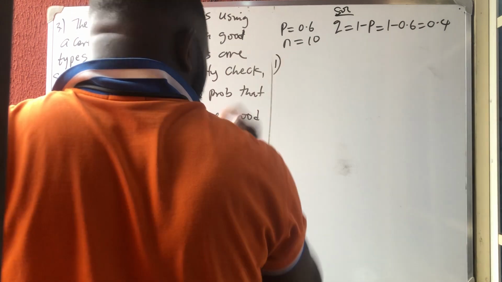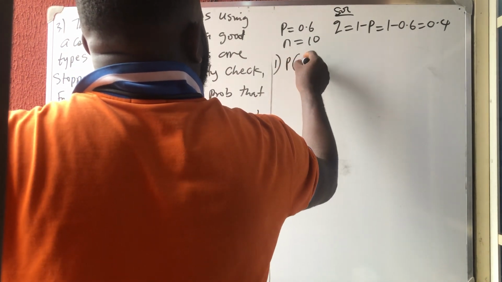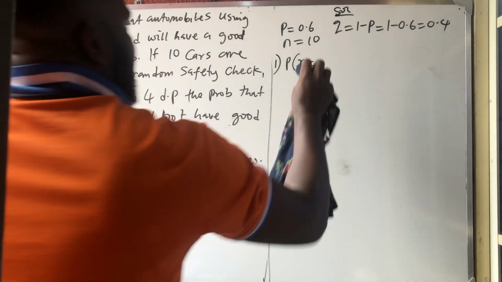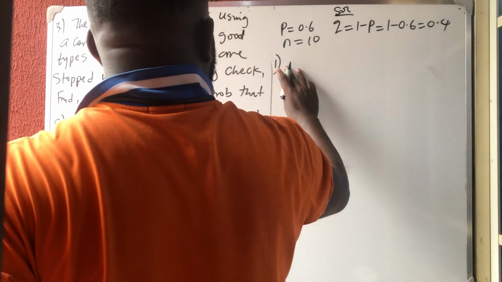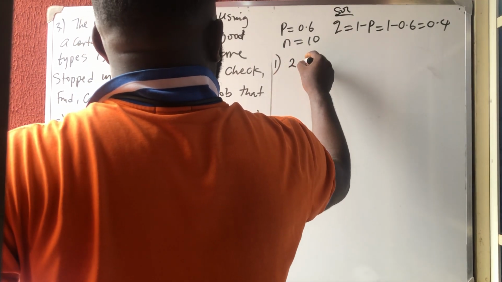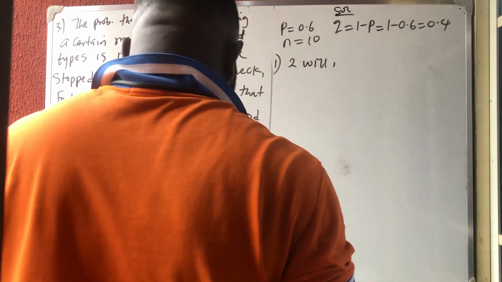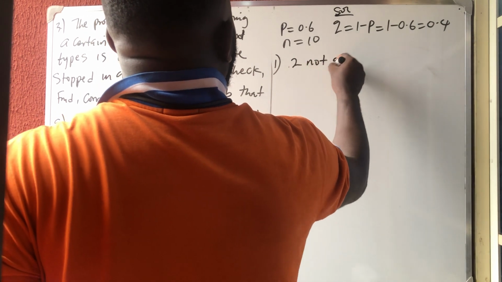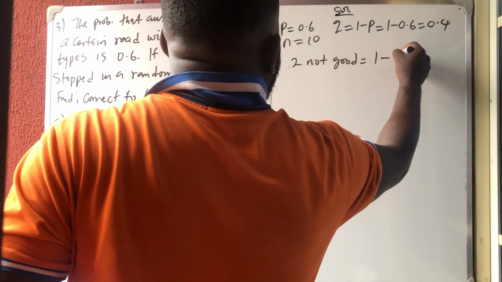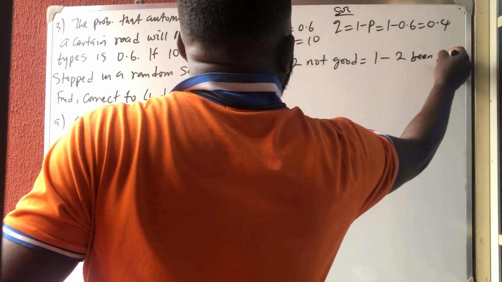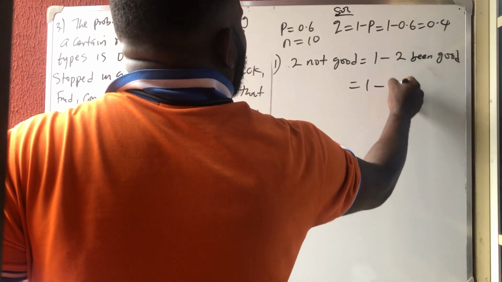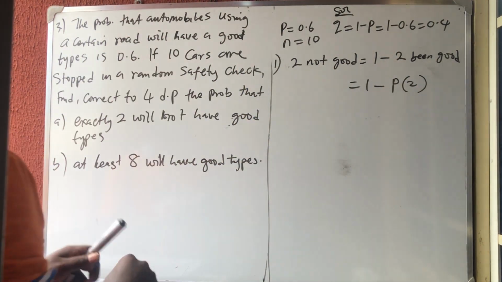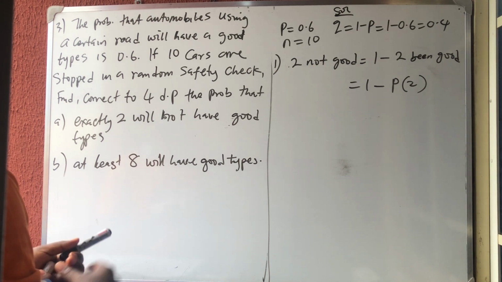So the first one is where you are looking for your R. So P of X being equal to what? They say exactly 2 will not be good. Exactly 2 not good should be equal to 1 minus 2 being good. So 1 minus the probability of 2 being good, because all we are talking about is being good. So we just do 1 minus that.